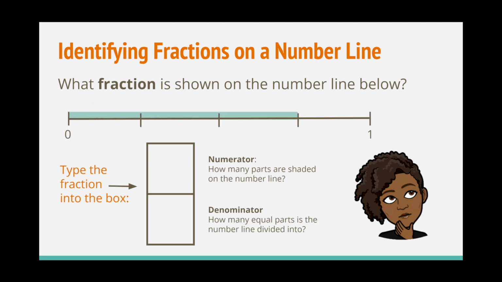What fraction is shown on the number line below? If you want to make a prediction, you can say, I predict that the fraction is. So the first thing I'm going to do is figure out how many equal parts are on this number line. There's 1, 2, 3, 4. So that tells me my denominator, or the bottom number in the fraction, is 4. Now I need to figure out the numerator, or the number of parts that are shaded in. There's 1, 2, 3 parts that are shaded in. So our numerator is 3. And so the fraction that is shown is 3/4.